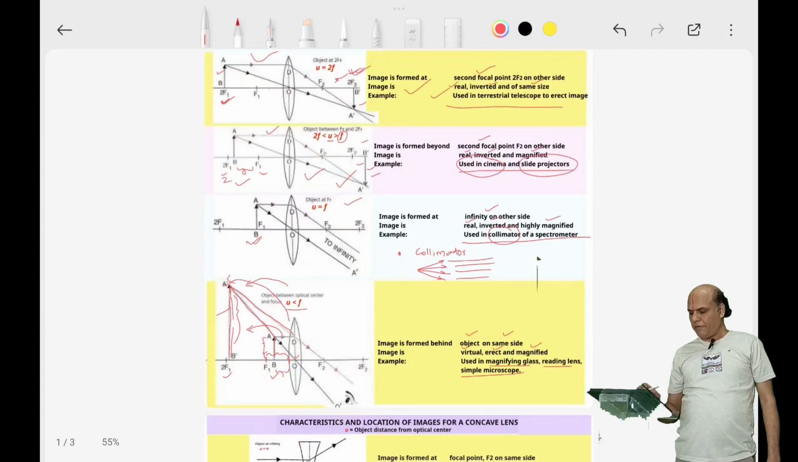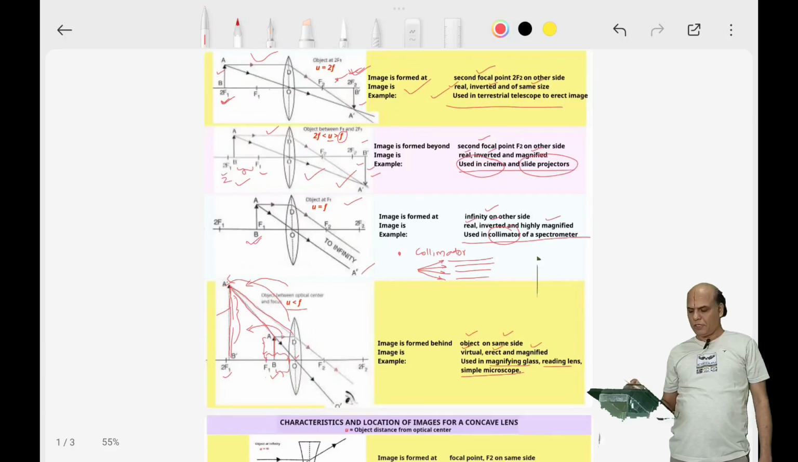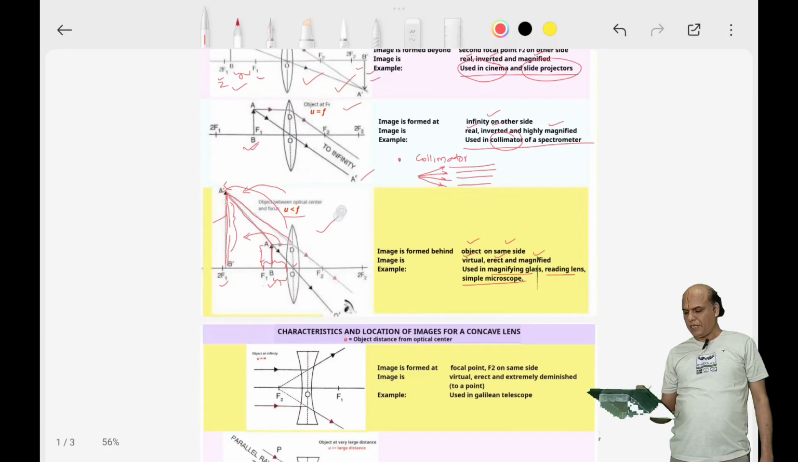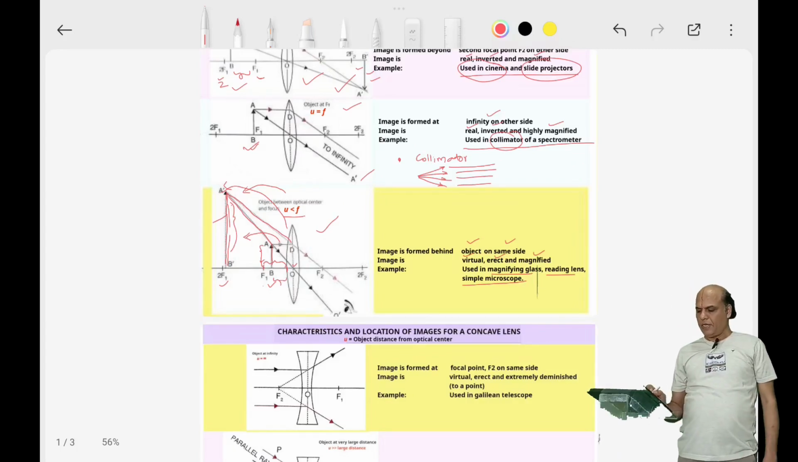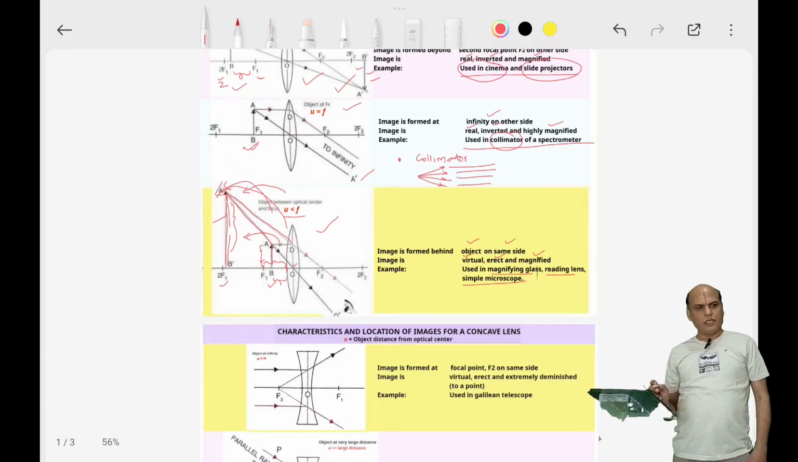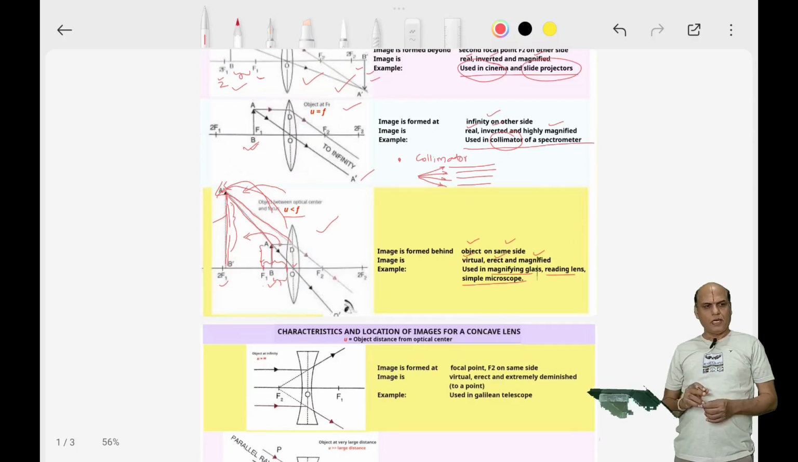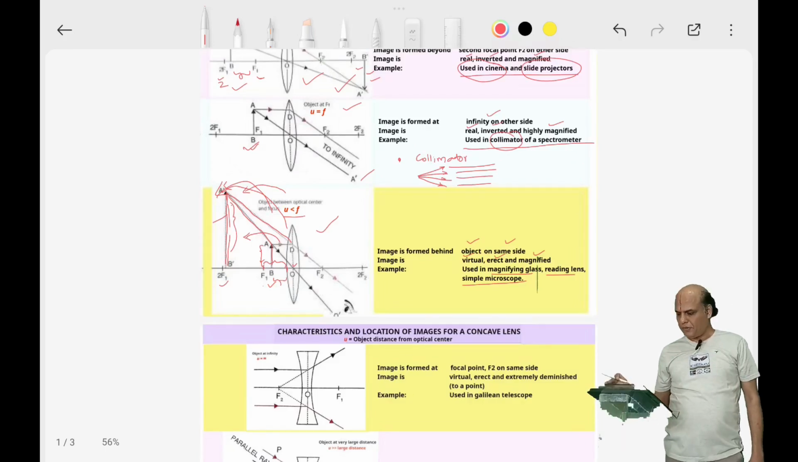Then when you place the object at the focal point, an extremely large, magnified image is formed at infinity. So this is used in the collimator of a spectrometer. And the last kind, where the object is placed between the focal point and lens, a virtual image is formed on the same side of the object. It is formed beyond the object, magnified and erect, and as stated already, virtual.